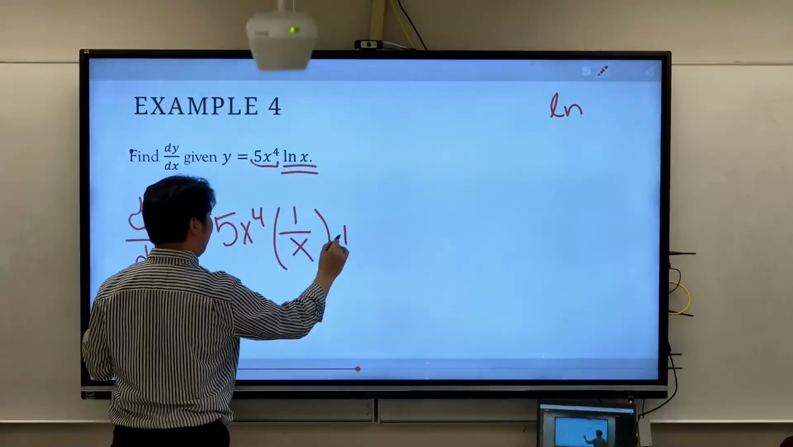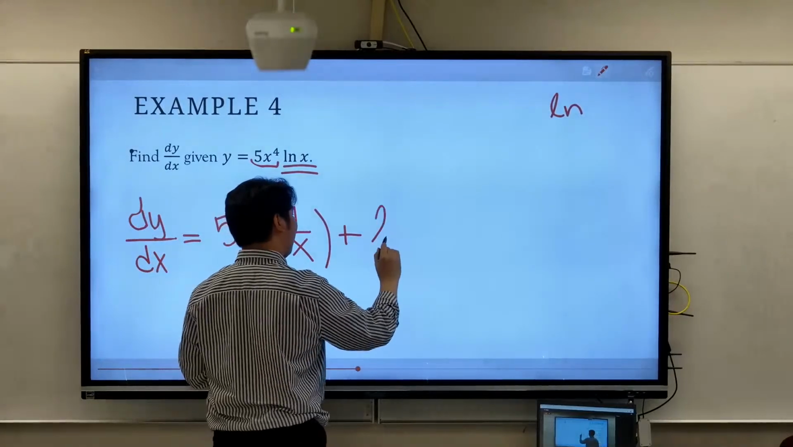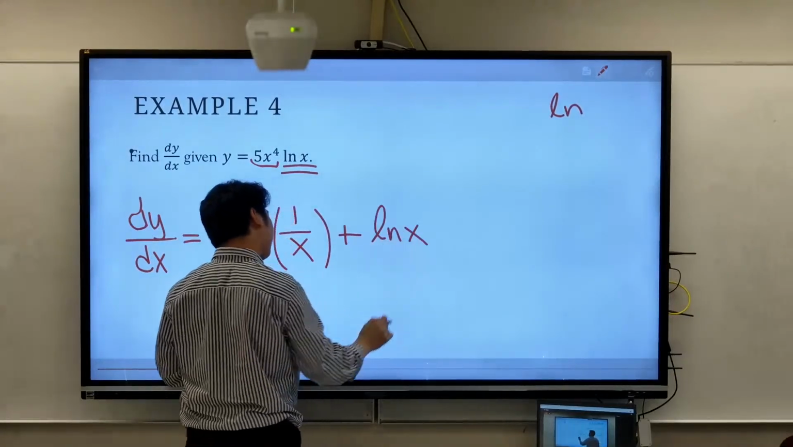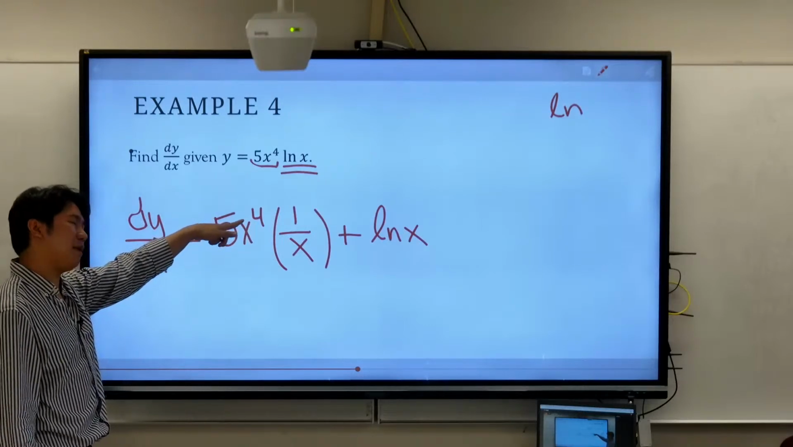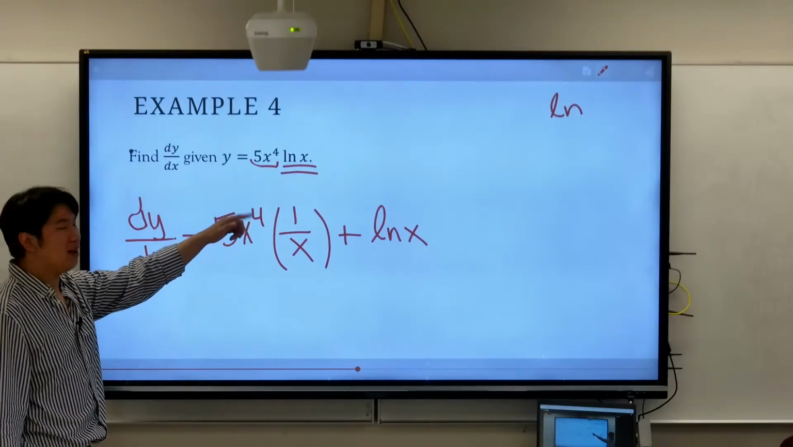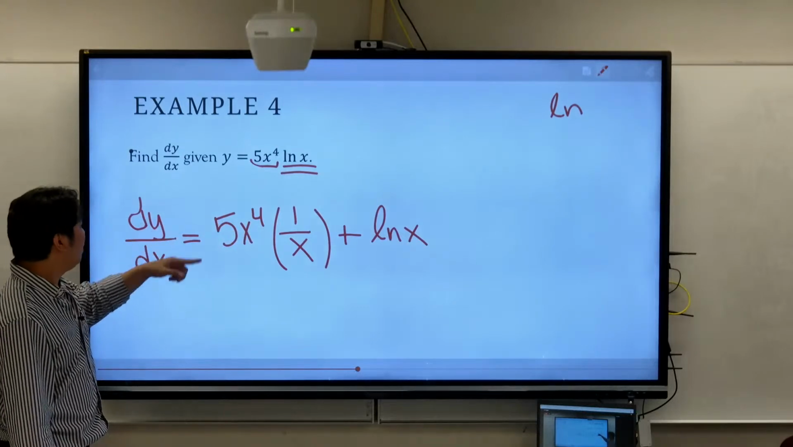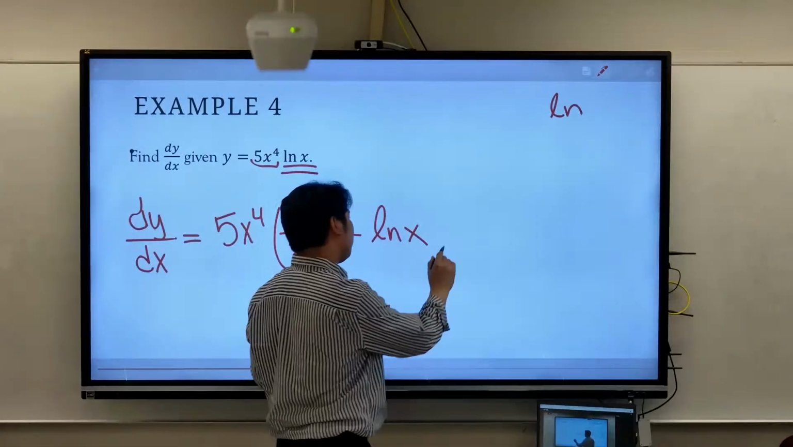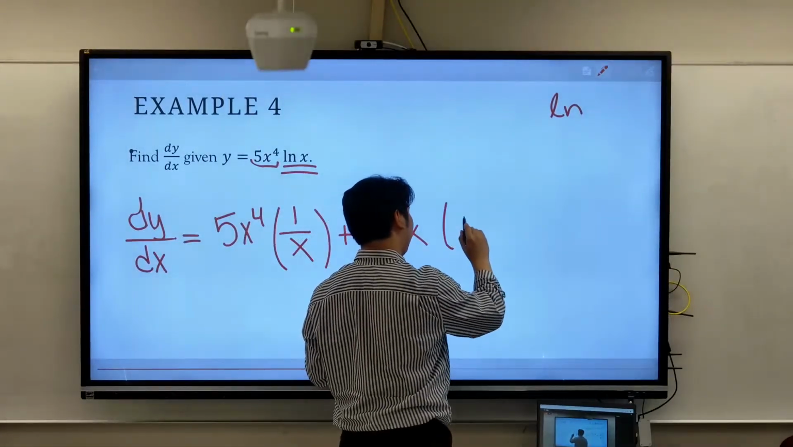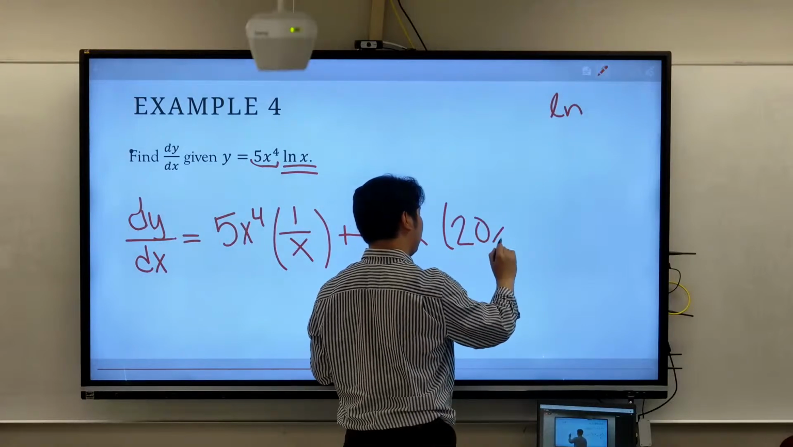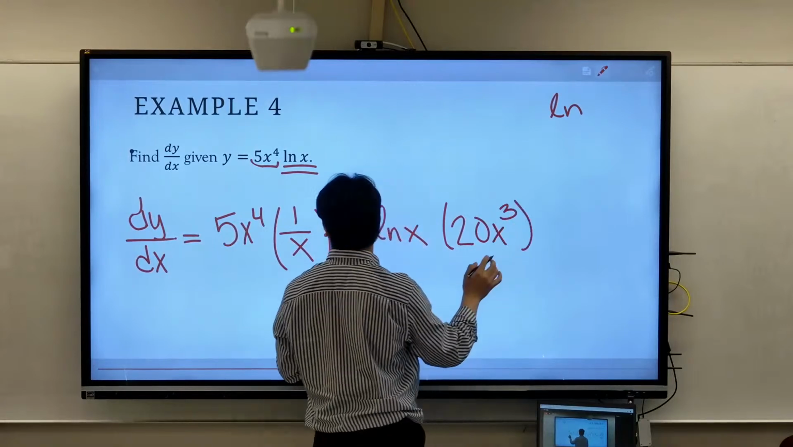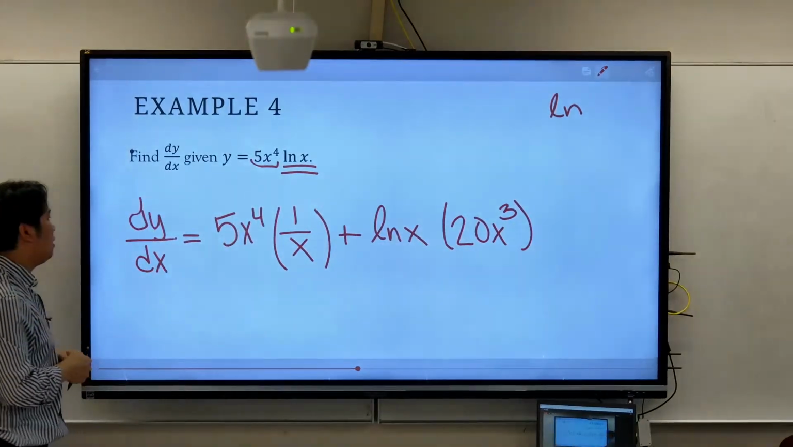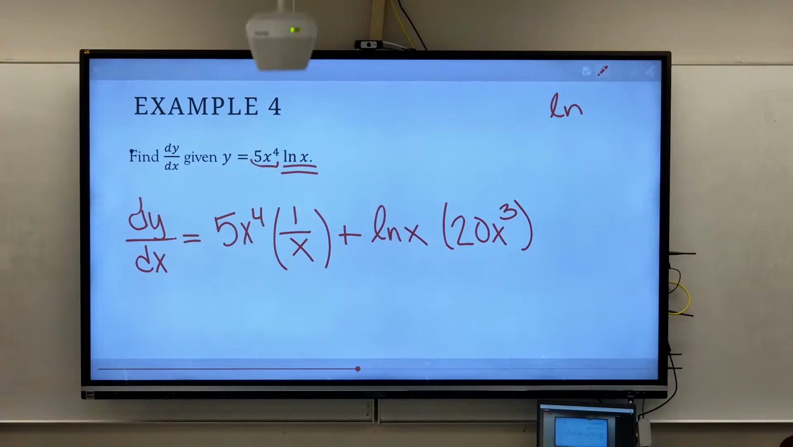First d second plus the second, ln of x. Remember, I'm using a sort of cursive L just so that we don't get it mixed up with an I or a 1 or anything like that. And then we need d first. What's the derivative of my first? 20x to the power of 3. So I've done the calculus portion.